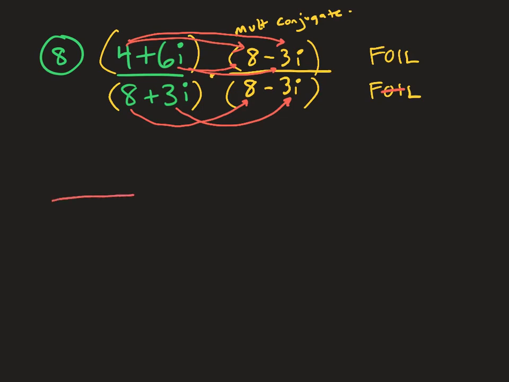So go ahead and do the top. 4 times 8. 4 times negative 3i. Then moving on to the 6i. 6i times 8. 6i times negative 3i is going to be negative 18i squared. So we'll simplify that here in just a minute. On the bottom, though, we've got 8 times 8, which is 64. And we're going to skip the O and the I and just do the 3i times negative 3i. That's going to be negative 9i squared.